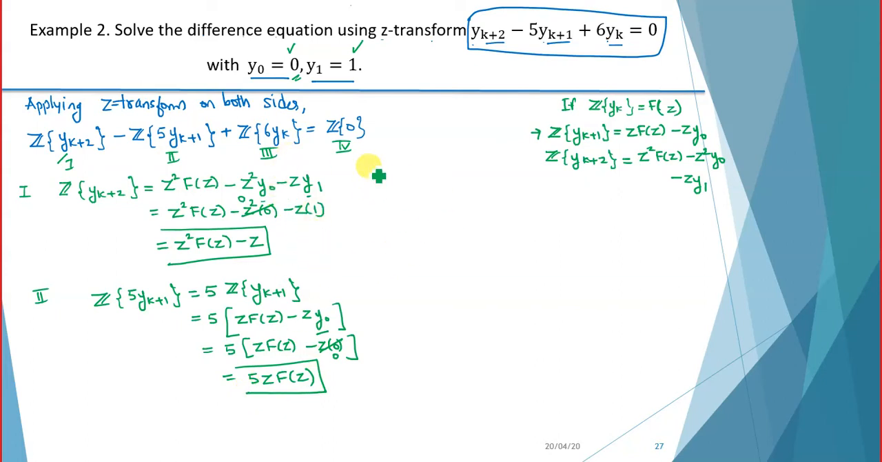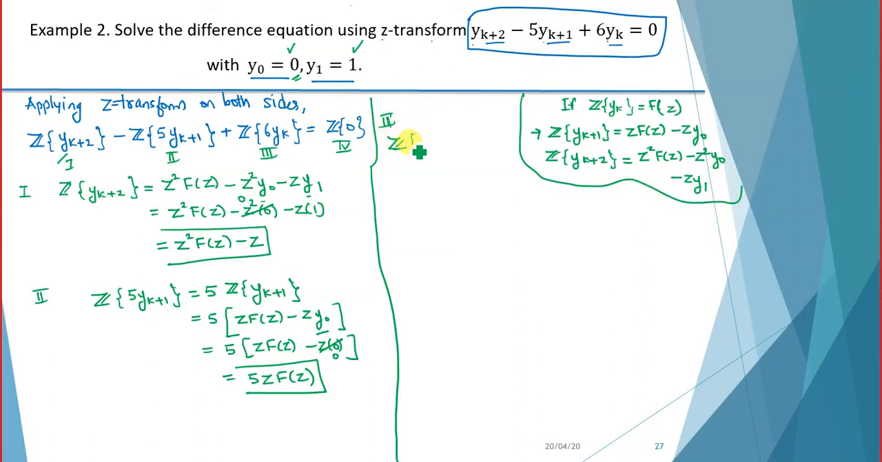Third term, this is separate. So third term is Z transform of 6y(k). Again, 6 is a scalar, take it outside. Z transform of y(k). y(k) is nothing but F(z). So this is 6F(z). And fourth term is Z transform of 0, which is 0.